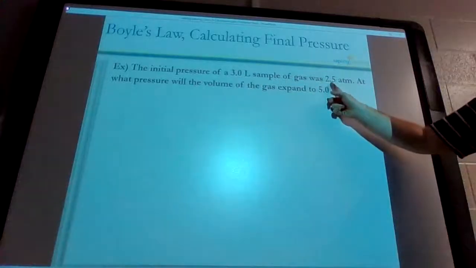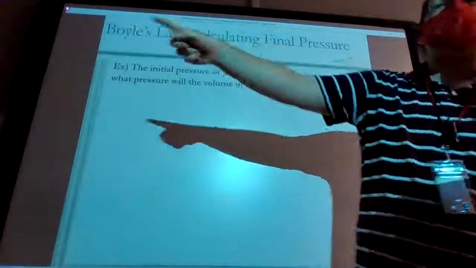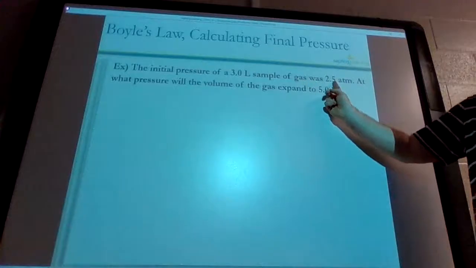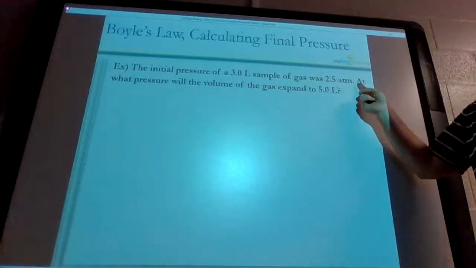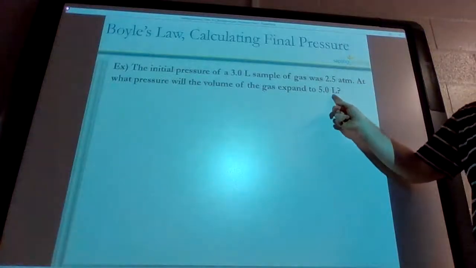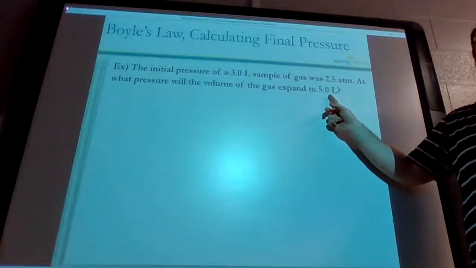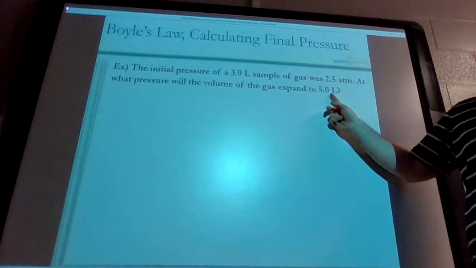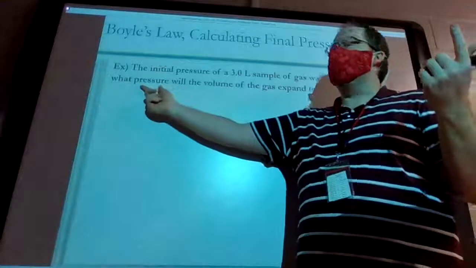And then my pressure over here, we know that atmospheres is a pressure. This is my P1. So I have V1, P1, and then at what pressure will the volume of the gas expand to 5 liters? What is this one? That's the V2. This is my V2. So now I know what I have, and what am I searching for?